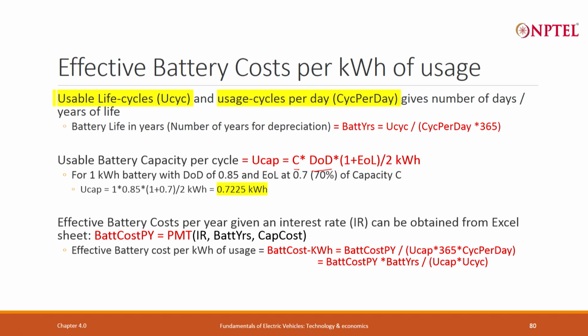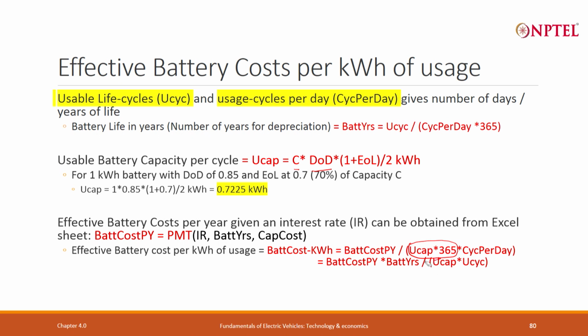The usable cycles per day is U cycle. U cap is the average battery capacity, multiplied by 365, which gives the total capacity that I use in a year. Now, the battery cost per year I have already found out, but it depends on how many times I charge-discharge. If I charge-discharge once a day, it is simply battery cost per year divided by U cap into 365. But what if I use 2 times a day?